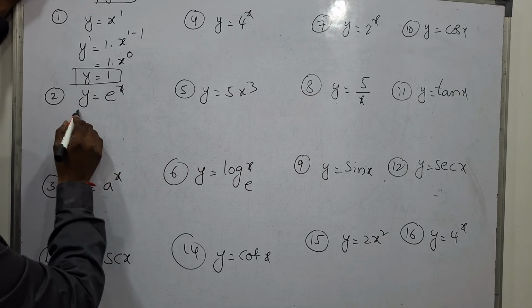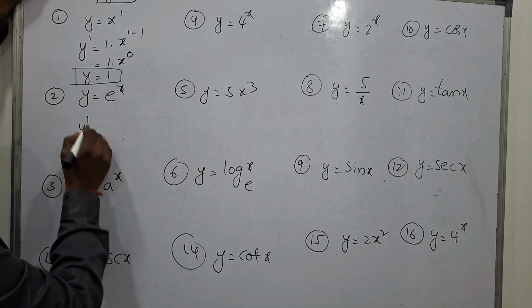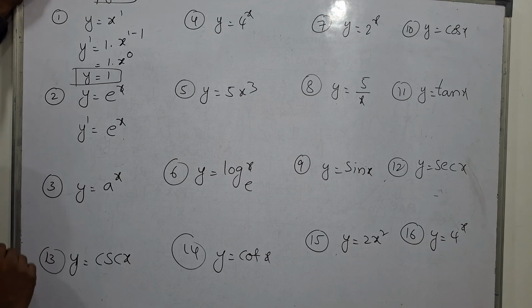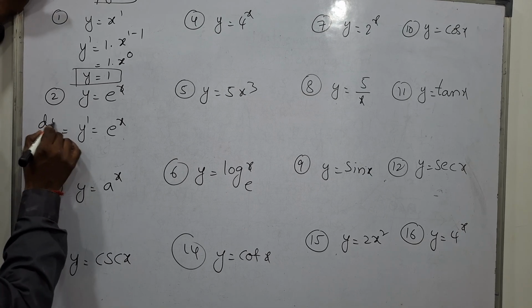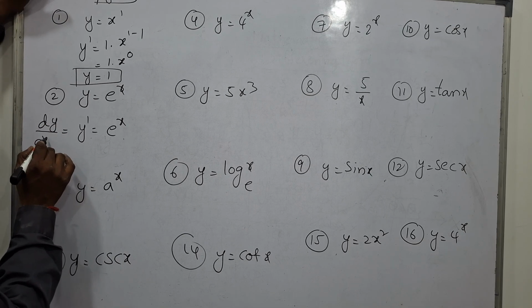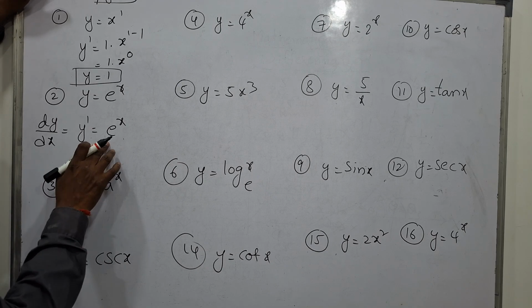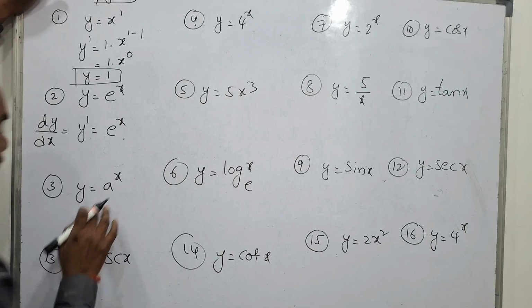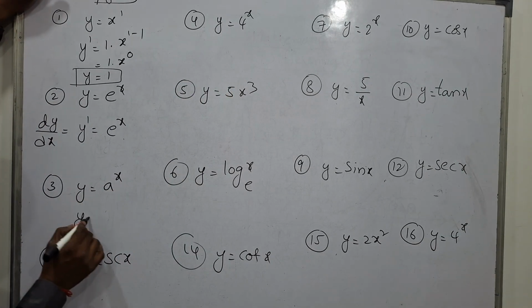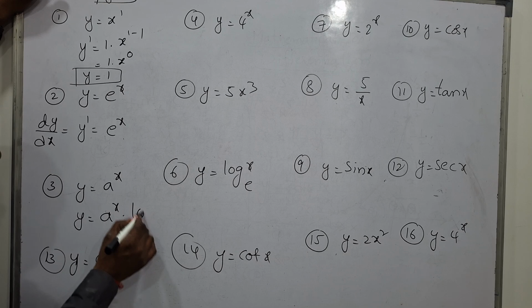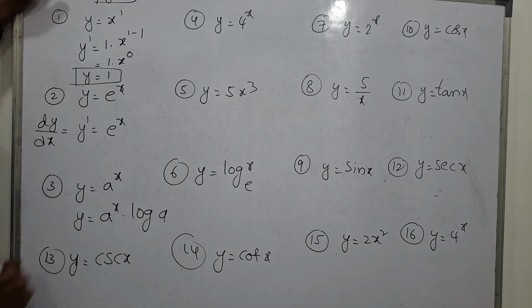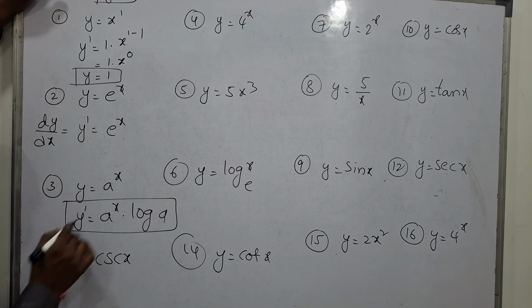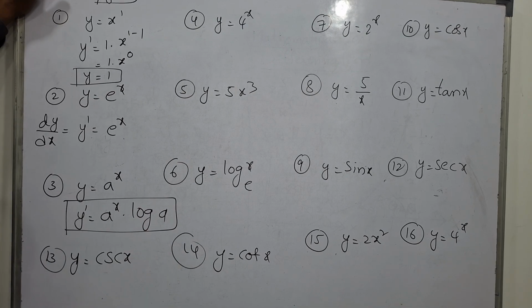Now, the second one, y is equal to e power x. Y dash is equal to e power x only. Y dash means nothing but dy by dx, the slope of y with respect to x. X is the variable here. Now this one, y is equal to a power x. Y dash is a power x into log a. If it is a constant power variable, differentiation is a power x into log a.